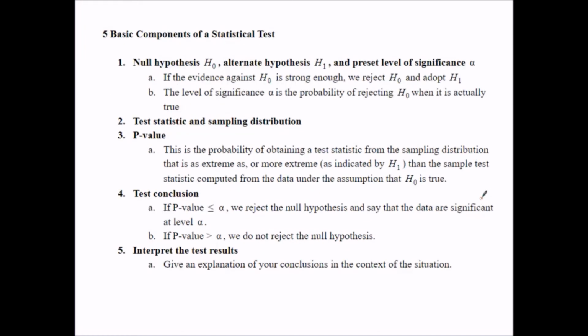So here are the 5 basic components of a statistical test. We went through all 5 real quick. You got the null hypothesis, alternate hypothesis, and level of significance alpha. Then we do a test statistic and sampling distribution. We've been using X bar, or the sample mean, calculate p-value, and then you test that p-value against your level of significance, alpha, and then interpret the results.